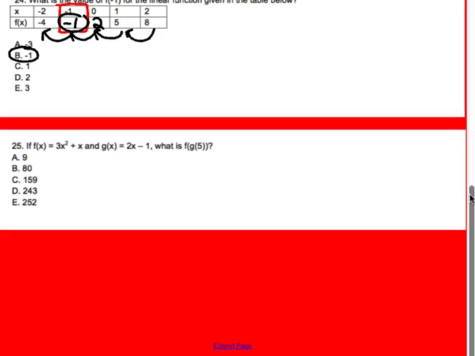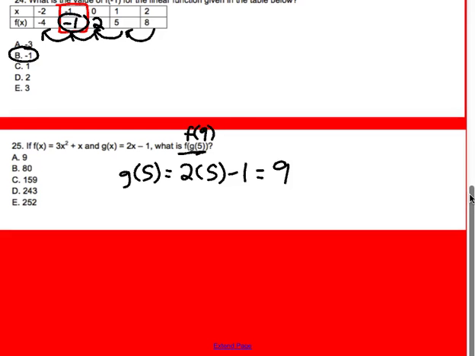For the last one on this page, this is a notation for composition of functions. When we're doing composition of functions, remember, I always like to start in the middle. I want to figure out what is that g of 5 first. All right, start in the center. Well, g of 5 is going to give me 10 minus 1, or 9. So I can replace g of 5 with the number 9 in there.